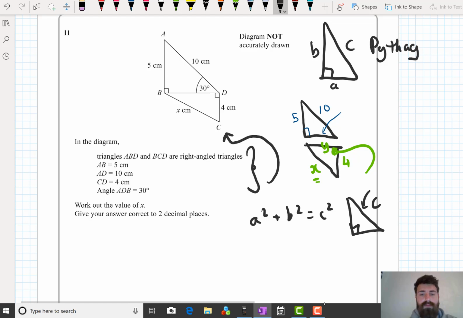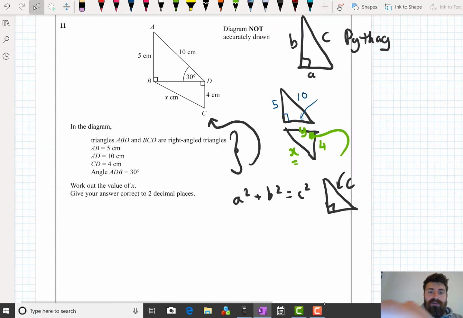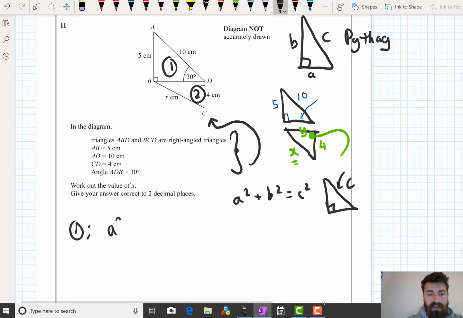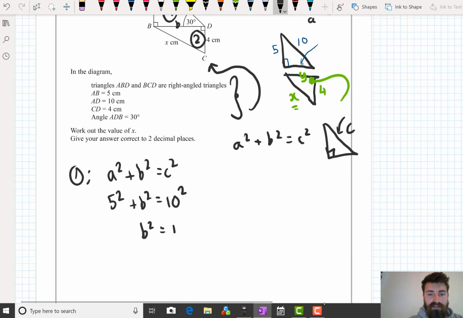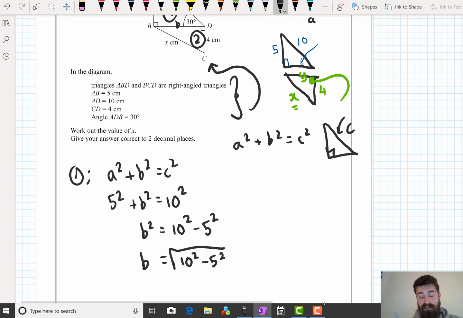So, if I call this triangle 1, and I call this triangle 2, let's work on triangle 1 over here. We say that a squared plus b squared equals c squared. Let's label our sides a, b and c. So I've got my a, 5 squared, don't know what b is, of course, leave it as b, and we've got c, which is 10 there. Let's rearrange this to get b on its own. So move that positive 5 squared to the other side, subtract 5 squared, and then the opposite of squaring is square rooting. Taking the positive solution for b, because b's a length, you can't have a negative length there. b is the square root of 10 squared minus 5 squared.